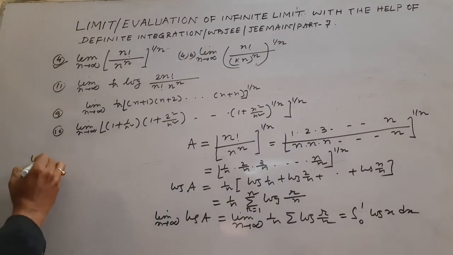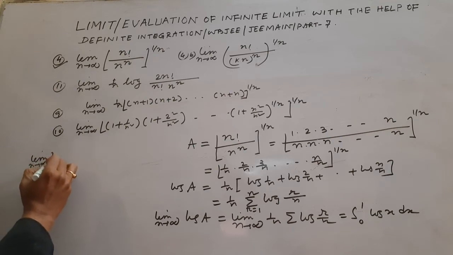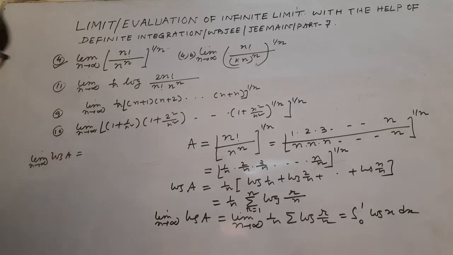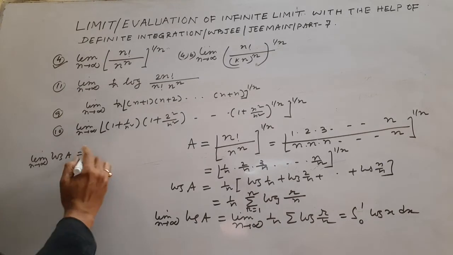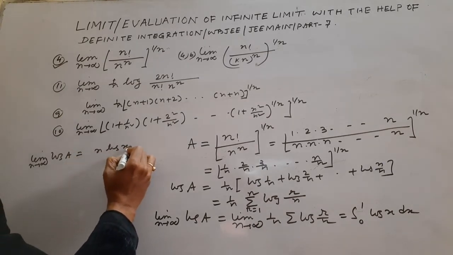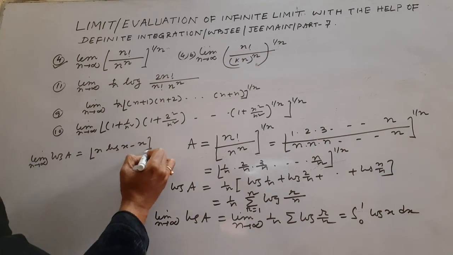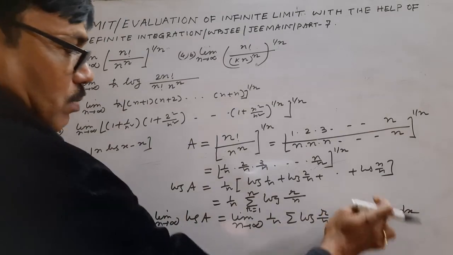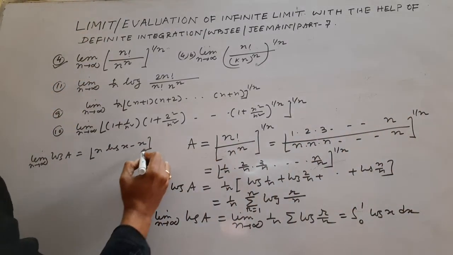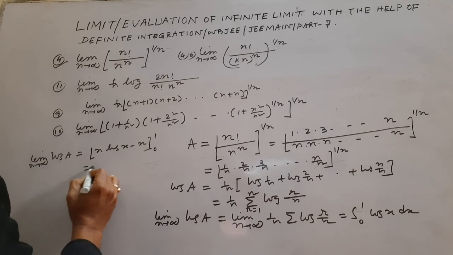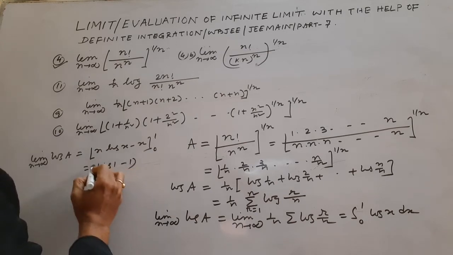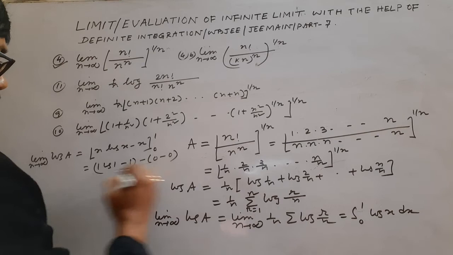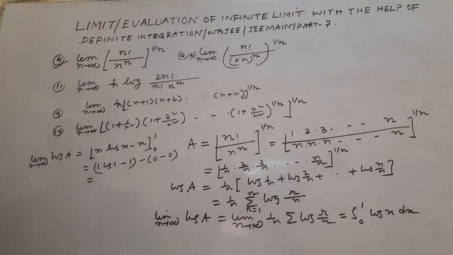So integrating by parts. So limit n tends to infinity log a, log x. By parts, if we integrate it, this is x log x minus x. So log x unchanged, integration of 1 is x. So 1 by x into x cancels. So this is from 0 to 1. So 1 log 1 minus 1, minus 0. So finally we are getting minus 1.